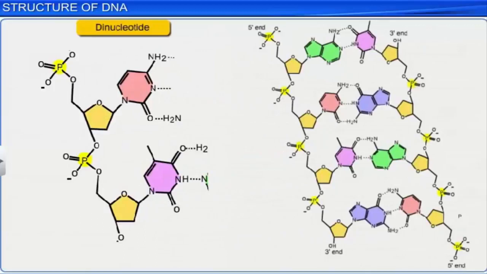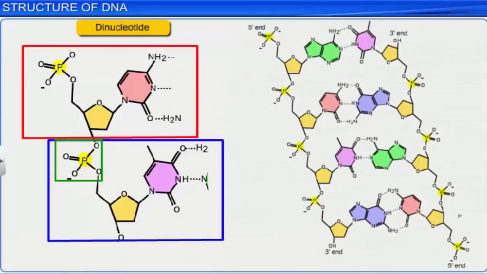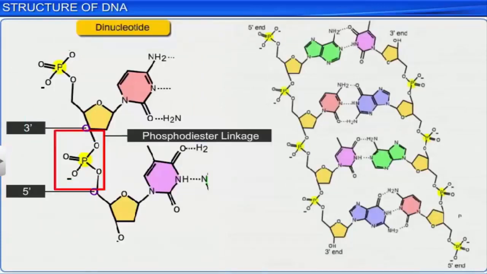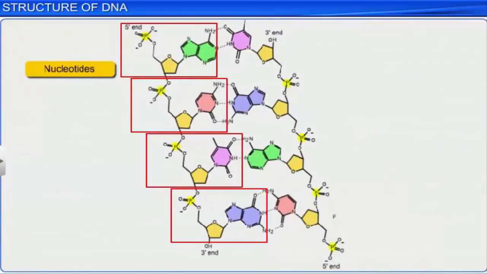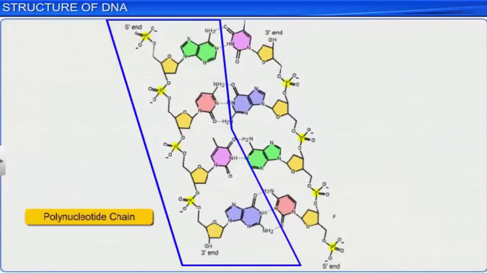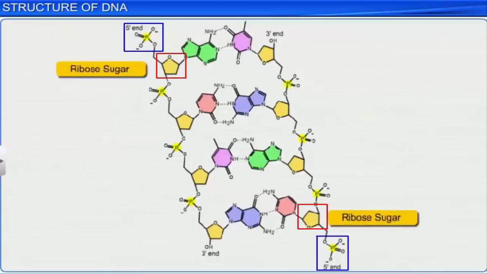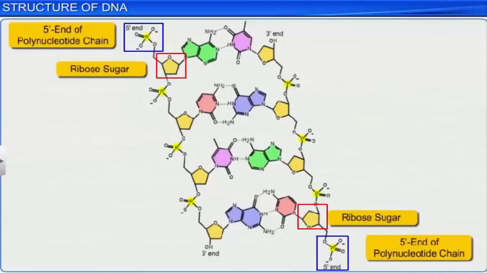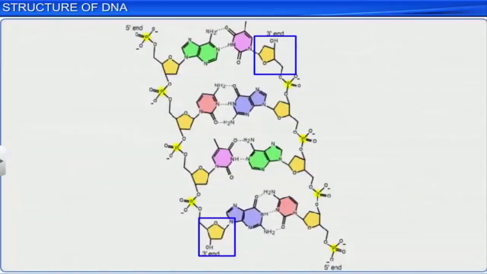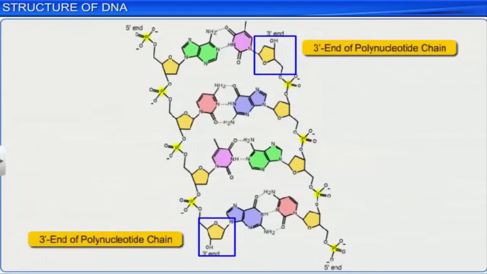Also, a dinucleotide is formed when two nucleotides are linked through a 3'-5' phosphodiester linkage, and several such nucleotides can join similarly to form a polynucleotide chain. At one end of this chain is a free phosphate moiety at the 5' end of the sugar, which is called the 5' end of the polynucleotide chain. Similarly, at the other end of the chain is present a sugar with a free 3' OH group, which is called the 3' end of the polynucleotide chain.